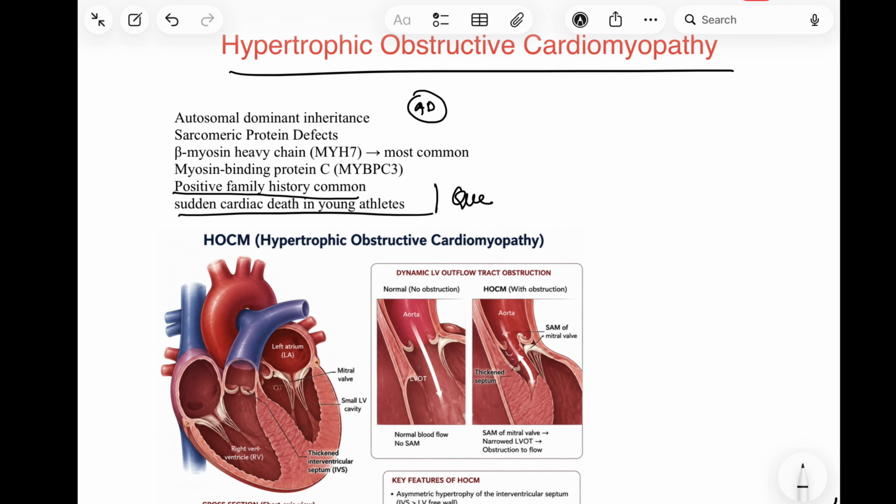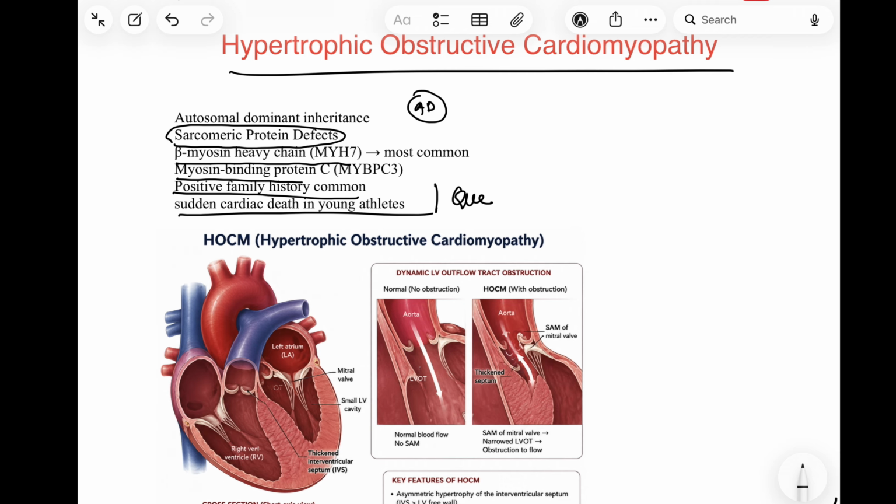Then what is the genetic defect that we have in this hypertrophic obstructive cardiomyopathy? It is a sarcomeric protein defect, and it is associated with beta myosin heavy chain, that is MYH7, right? Also it is associated with myosin binding proteins. So these are the various proteins that are defective in the myocardium. So there is a hypertrophy of heart muscles, right?